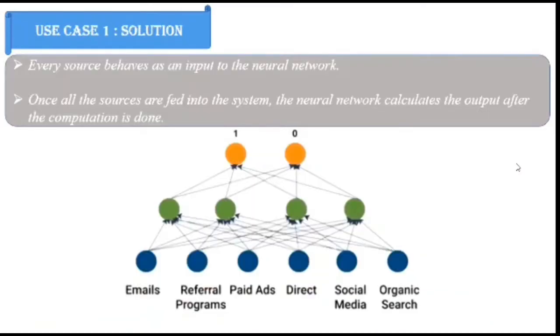So if you can see here, we again have the input layer, a hidden layer and the output layer. Here the inputs are the marketing platforms which we have. So marketing through emails is our first input, then marketing by referral programs is our second input, and then we have paid ads, direct marketing, social media marketing and organic search marketing as our inputs.